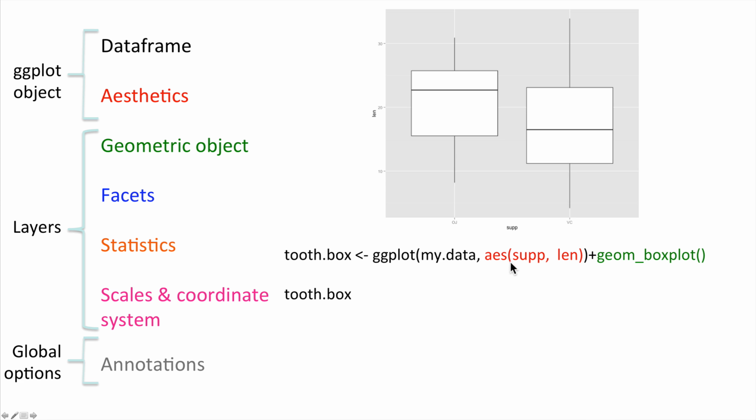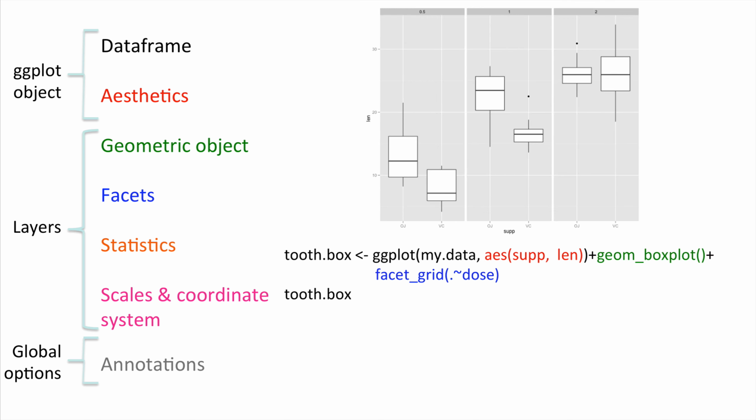So we have the aesthetic function, and that takes the variable supplement, which is a categorical variable, and the continuous variable length. And we add to this geom-boxplot. We can then go on and refine this figure by adding a facet grid layer. To do this, we specify the rows, tilde, columns.